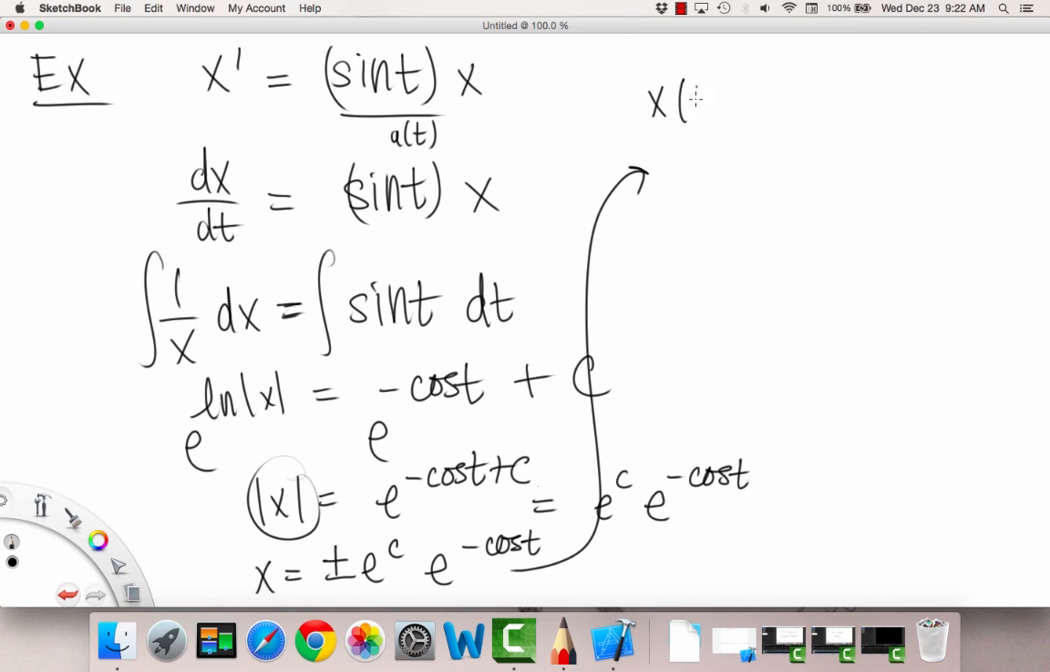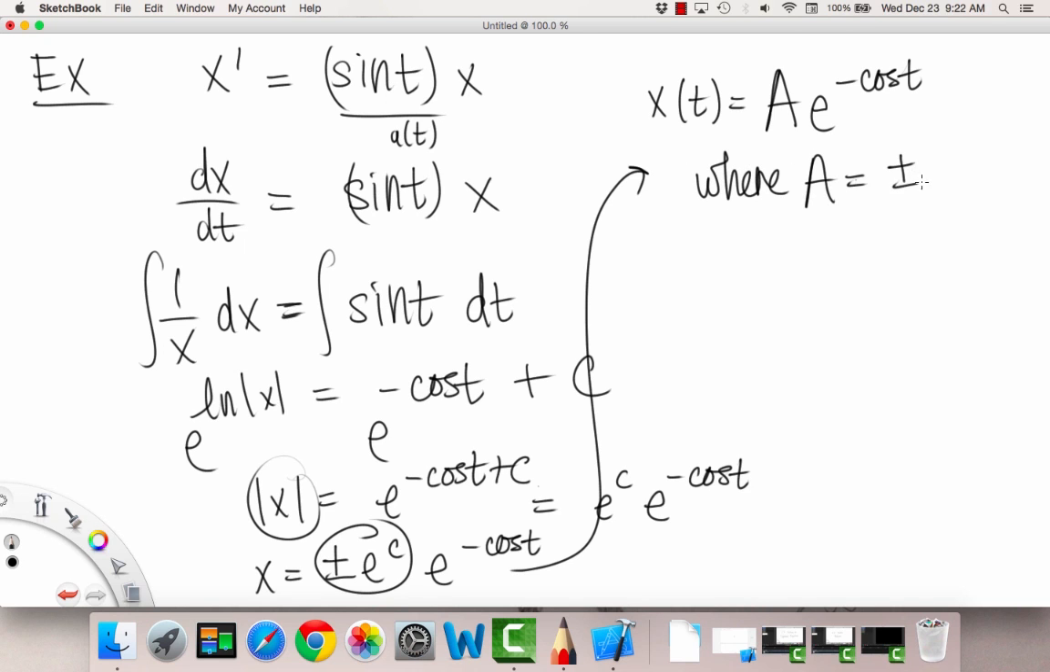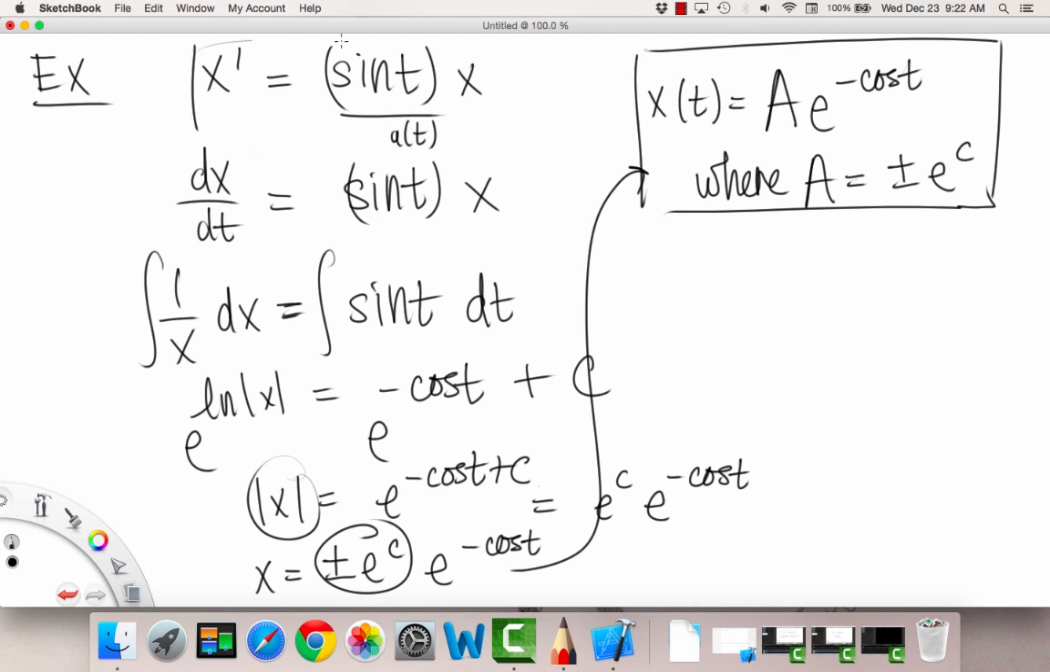Let me just rewrite it on the top here. So we have x of t is equal to, and we're just going to replace all of this thing with another constant, a new constant, a, times e to the negative cosine t here. And we're going to write as a qualifier that a is equal to plus or minus e to the c, which is another constant as well. So this would be the general solution to our original ODE, which is right here. That was our ODE.